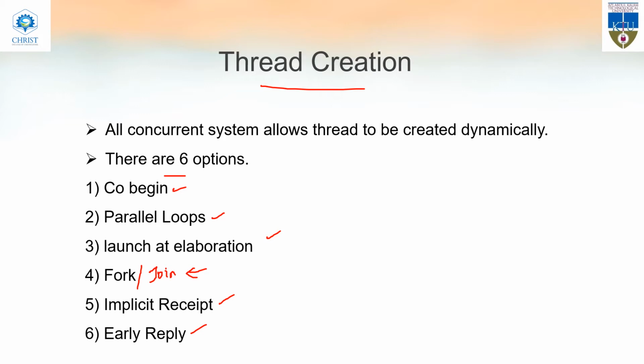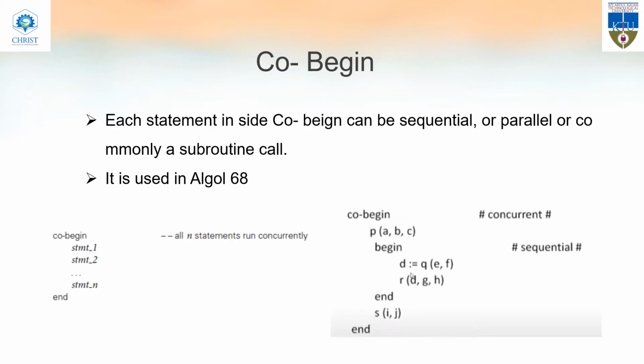We'll start with the first one, co-begin. Co-begin is a keyword used in Algol 68. The specialty of co-begin is that whatever statements you write in co-begin will be executed concurrently.